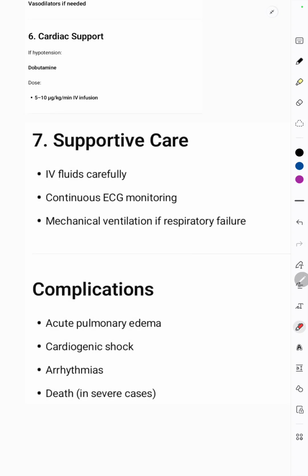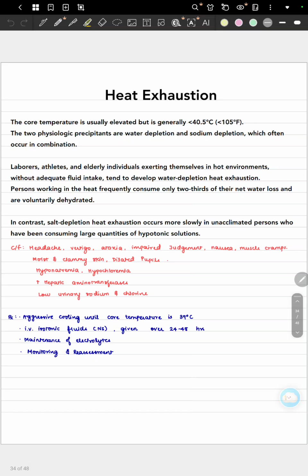If there is acute pulmonary edema, you should not give it. Continuous ECG monitoring, mechanical ventilation if respiratory failure. Complications are acute pulmonary edema, cardiogenic shock, arrhythmias, and death. Then the first is heat exhaustion.